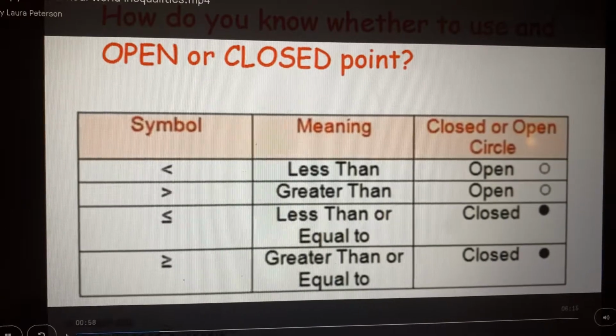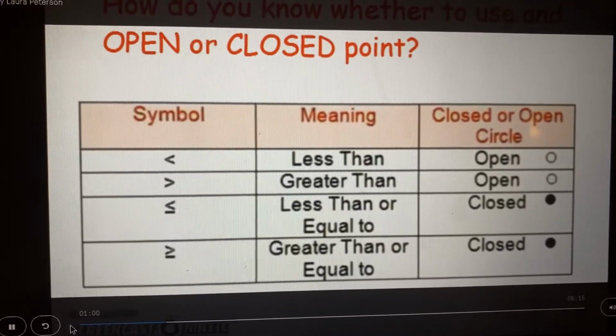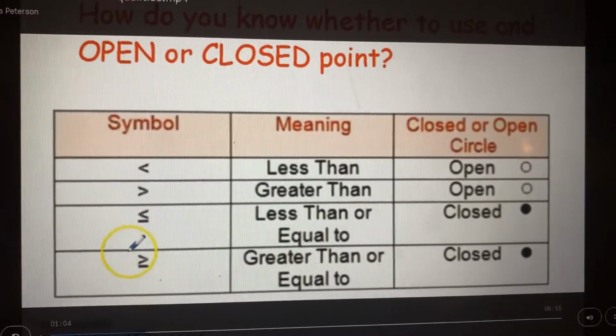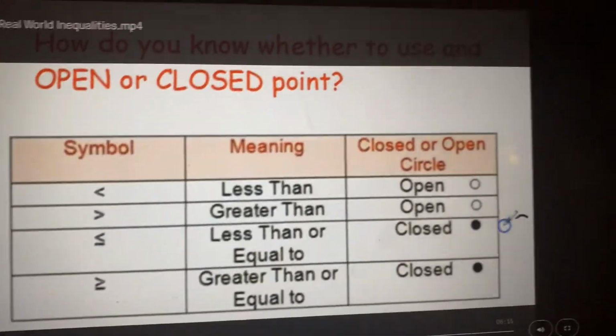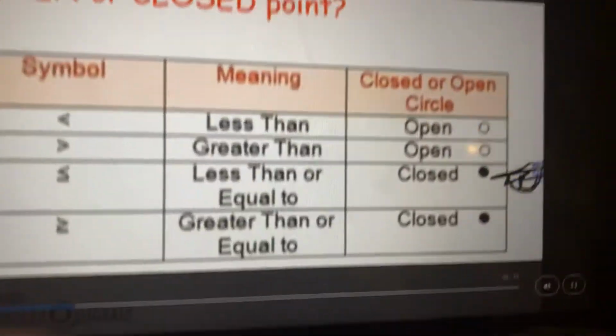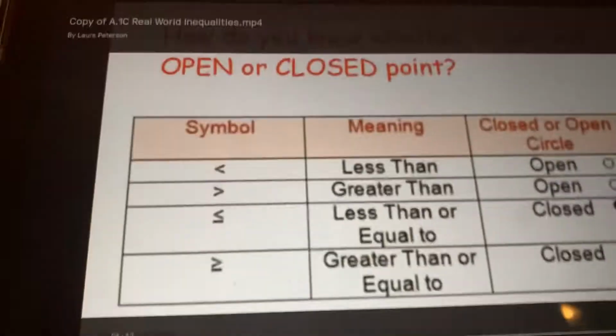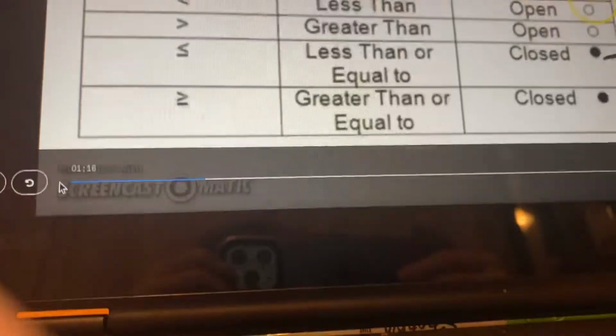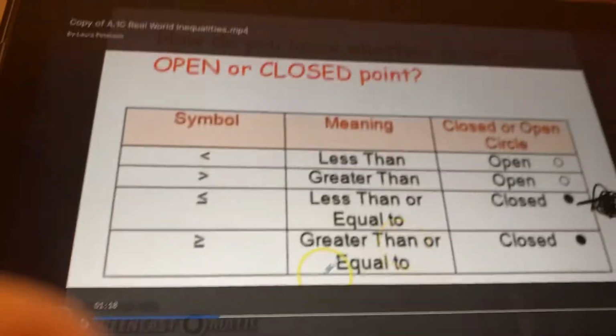So how do you know whether to use the open or the closed point? Remember again, when it has the line underneath it, then the line underneath it just means that we're going to go ahead and color it in. A little messy here on the slide, but you can color it in. If it doesn't have the line underneath it, then it's just going to be that open circle.